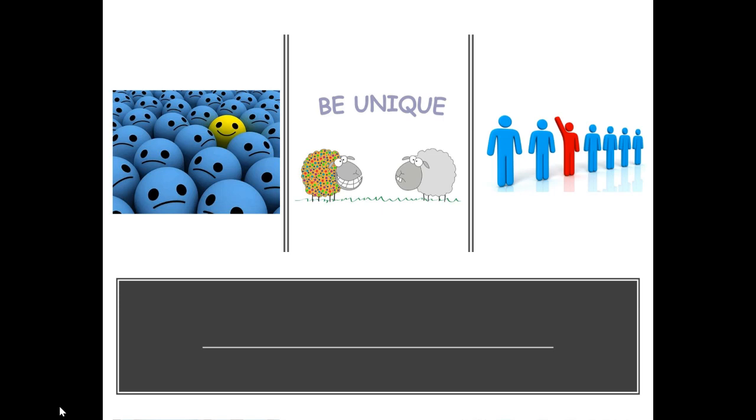In the next picture, I notice the words that say be unique, and there is a sheep that is full of color next to just a plain white sheep, which you see all the time. So it looks like that sheep is being unique because it has all those colors on it. In the next picture, I notice a whole bunch of people with their hands down, and one stands apart in the middle with a different color and is raising their hands. So, how are these pictures the same or similar?